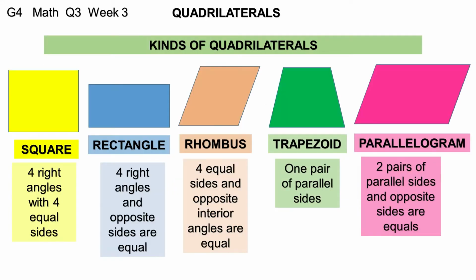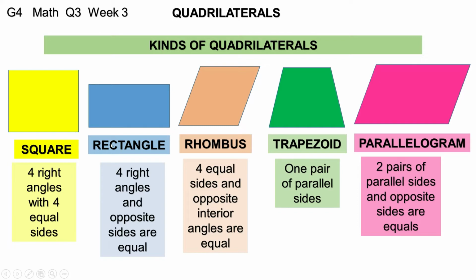Let us naman proceed to the kinds of quadrilaterals. These are the kinds of quadrilaterals. The yellow one is a square. A square has four right angles with four equal sides. So, ganito ang itsura ng square. Apat na right angles at apat na magkakasing haba ang sides.